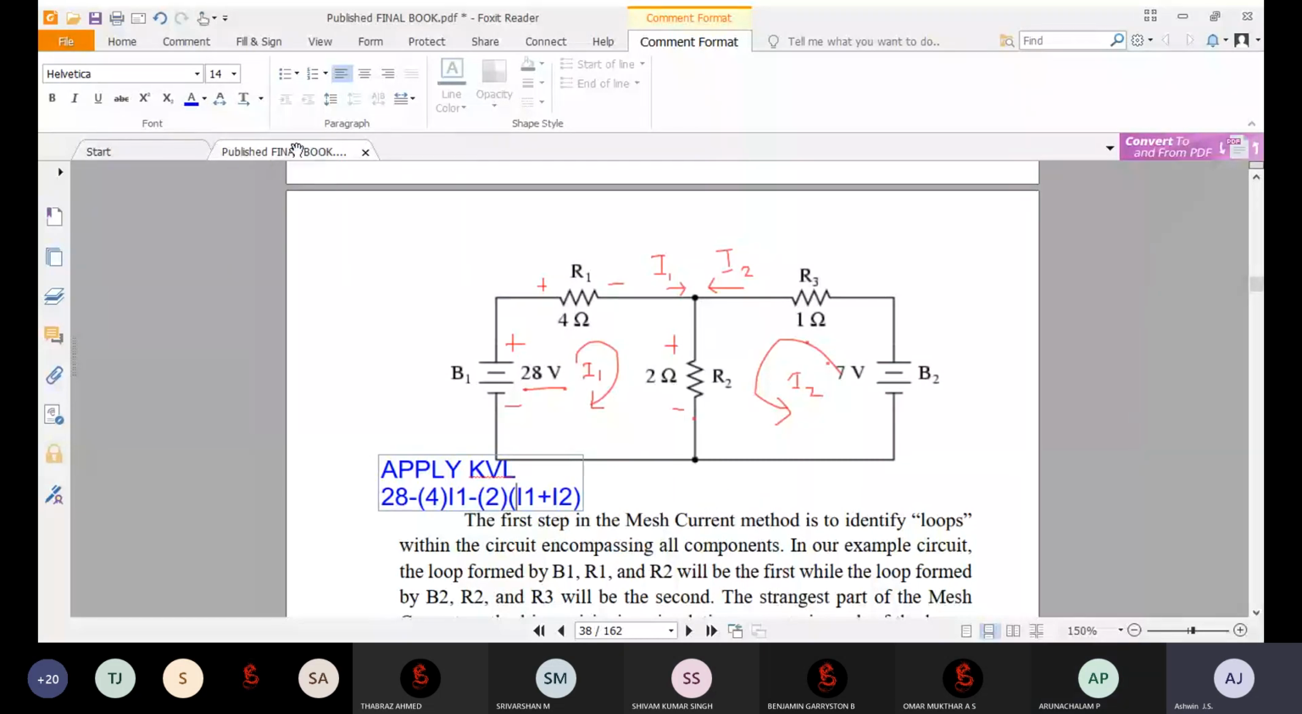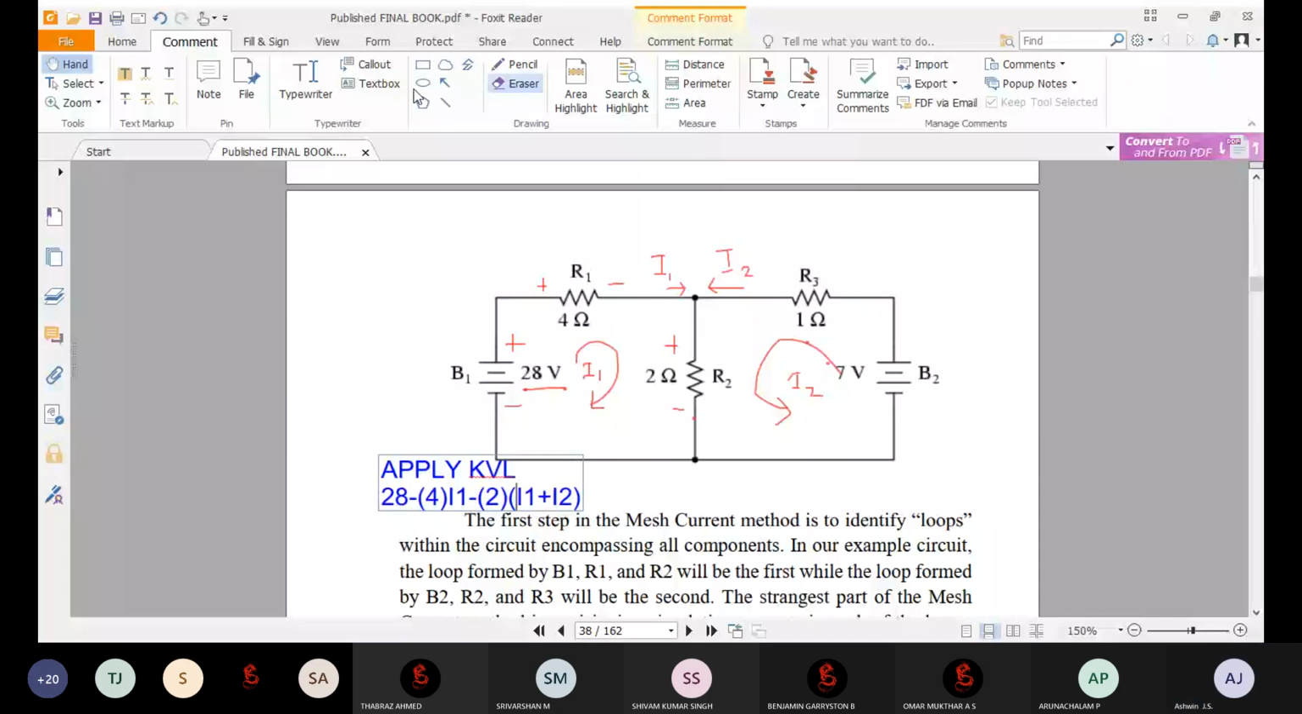Second case is that suppose the loop current is available in the opposite direction in this manner, so the current will flow in this direction, I2, and again the current will flow here also, right? The rest is available, so the I2 will flow in the opposite direction.